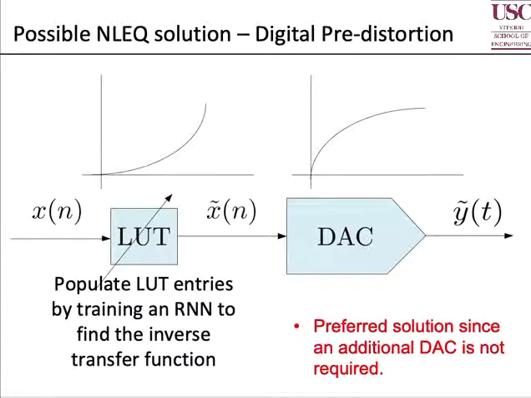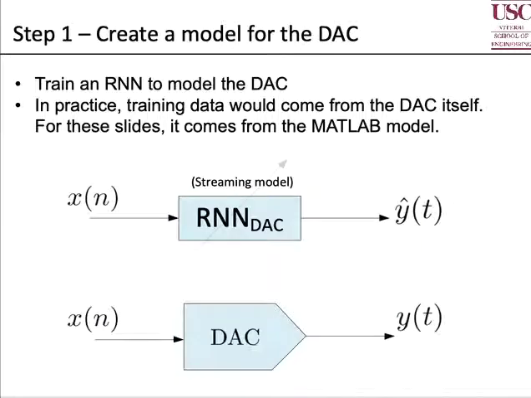When you pass x of n through a transfer function that's linear, you're not going to get any of those harmonics which corrupt the output spectrum. And this is a preferred solution since an additional DAC is not required. So how do we populate this lookup table? How do we learn the inverse of the DAC transfer function?